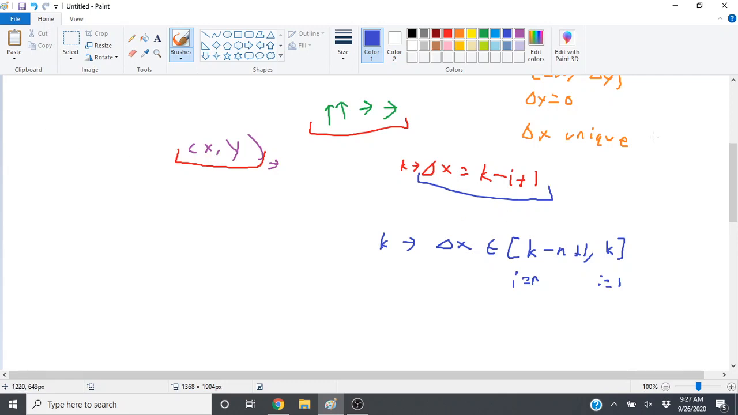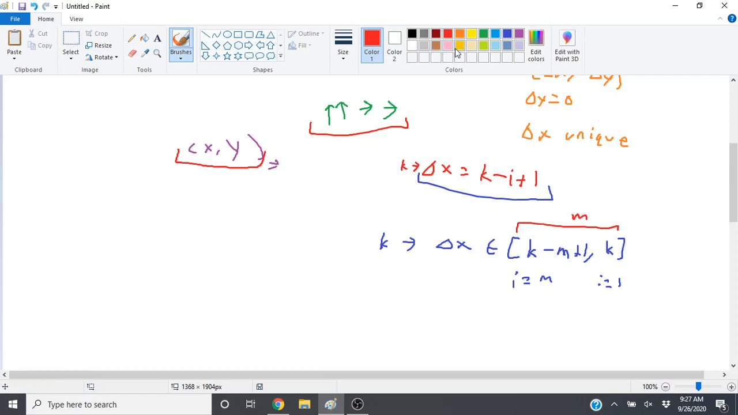So essentially k is going to be on this range. Or wait, sorry, this should be m, not n, because m is the number of columns we have. My bad. So k minus m plus 1. So this range is of size m.